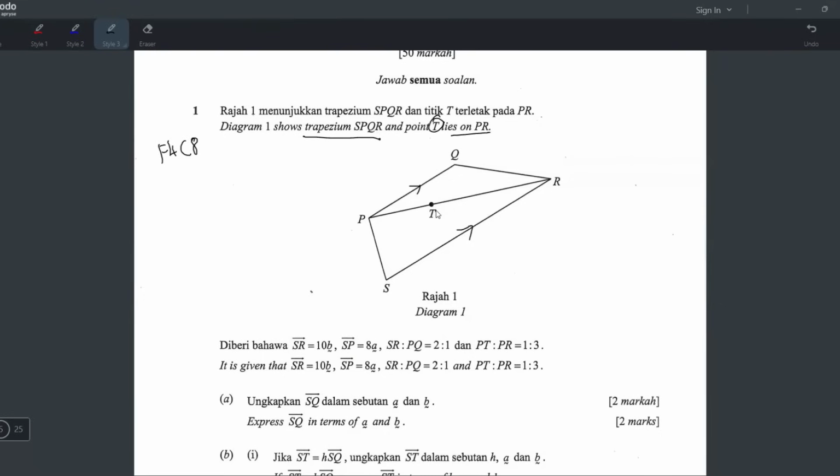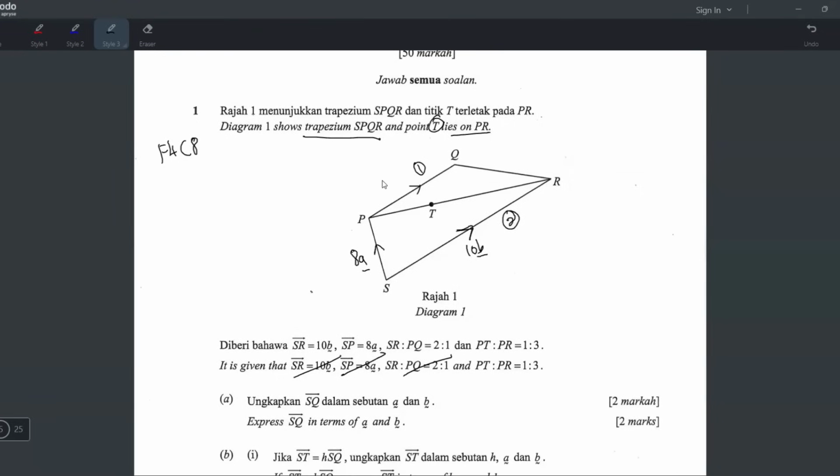T lies on PR, okay, betul. And then given that SR is 10B, we should label this SR. The arrow has to go to R and then 10B, and then S to P is 8A. S to P is here, 8A. And then this one we can also label the ratio, right? SR ratio is 2, and then the PQ ratio is 1. So like that. Oh, so if the SR ratio is 2 and PQ ratio is 1, so we can find the PQ vector lah. Because this one is 10B ma.